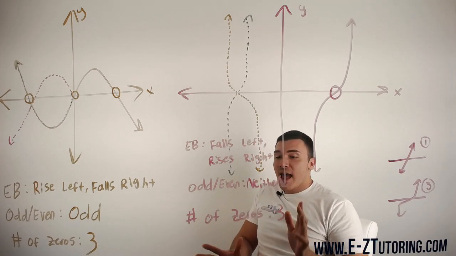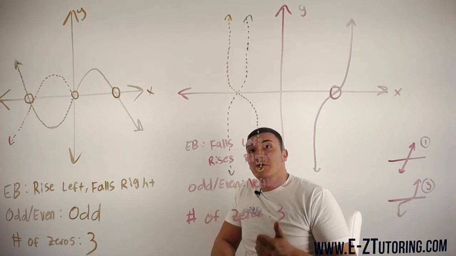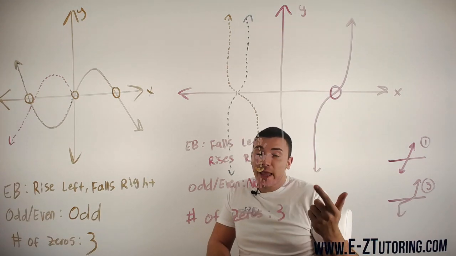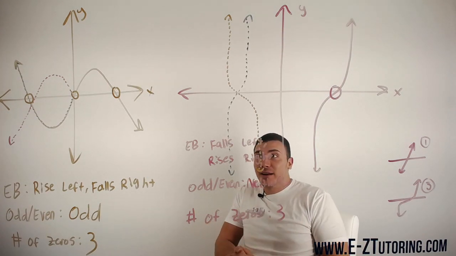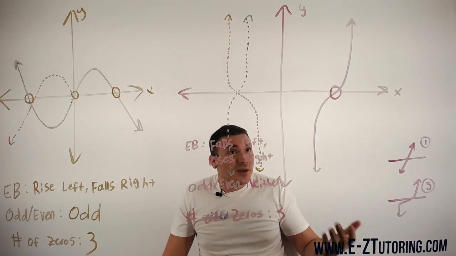Alright, so that is how you determine end behavior, odd and even, and the number of zeros just by looking at a graph. So, hope you guys understood this.